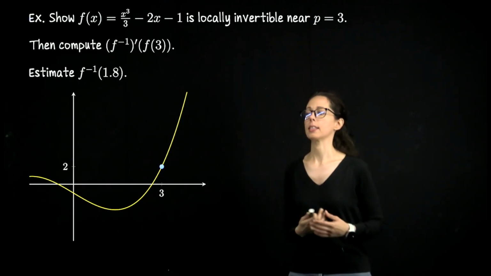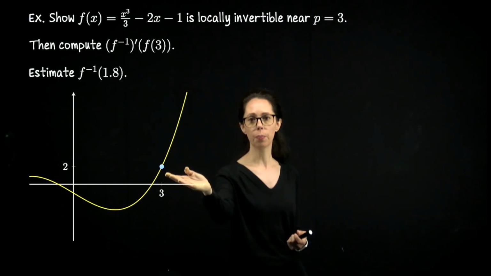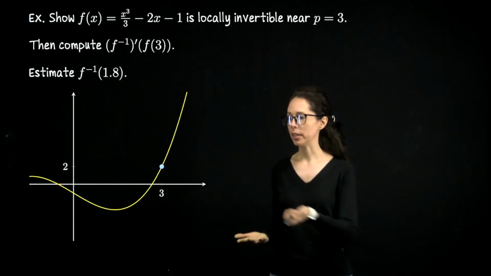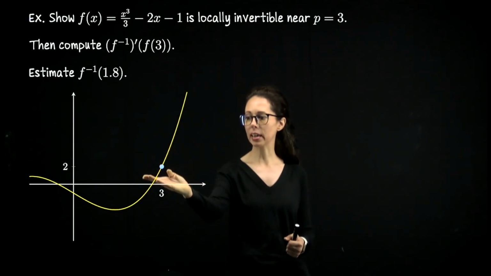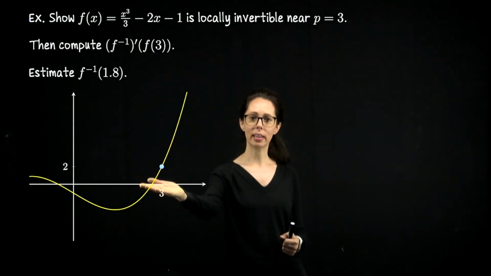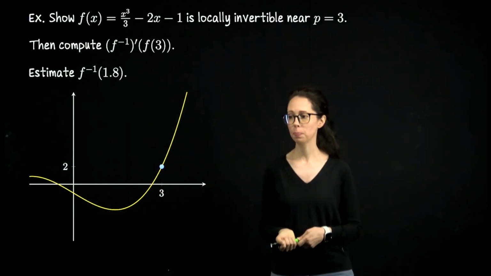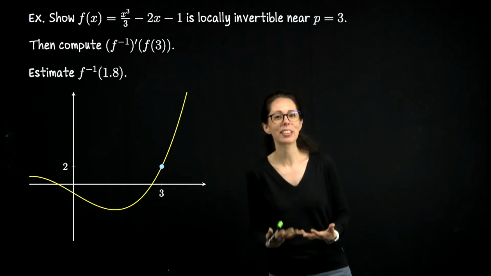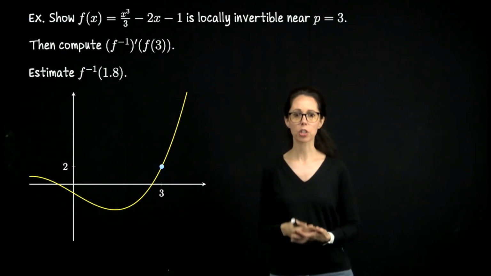We can look at this and say that around this point, which is the point 3, 2, the function is locally invertible. It's certainly not globally invertible. As you see, it doesn't pass the horizontal line test in general. But if I just zoom in here, I see what looks like a strictly increasing function. So our function is locally invertible. Let's take the fact that we totally understand this function just from looking at the picture of it and map all of our understanding onto the inverse function theorem.